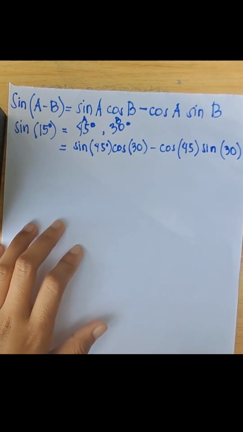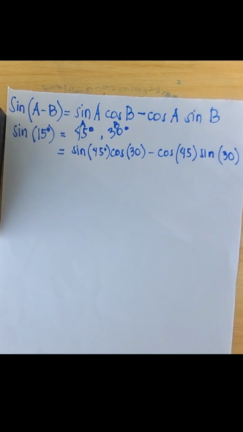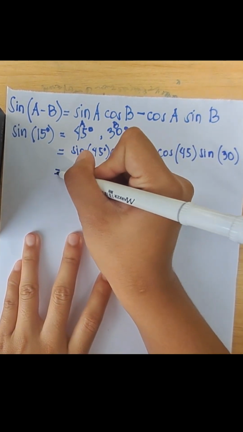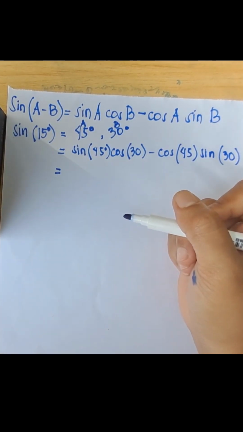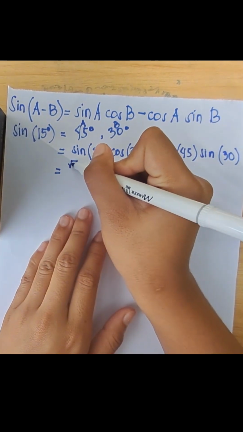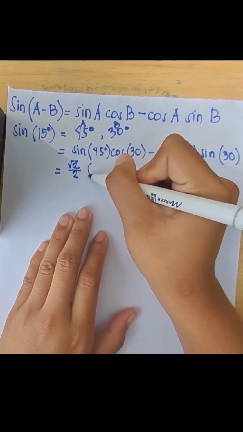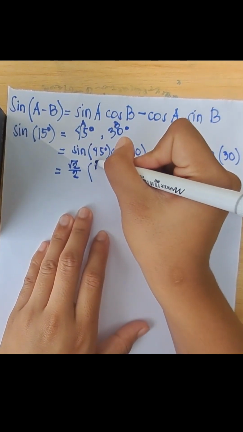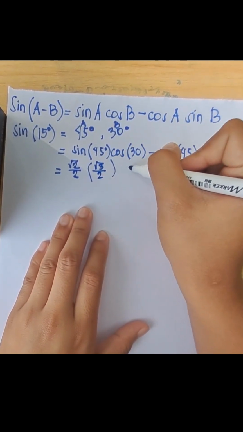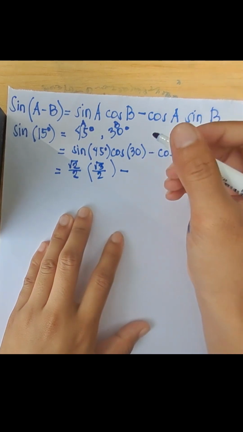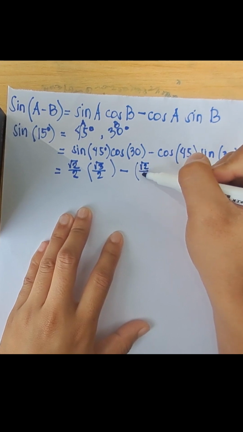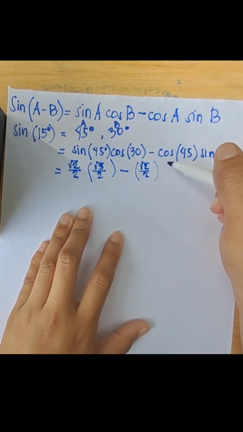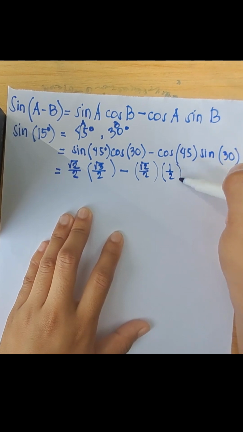So the third step is to know the corresponding values. The sine of 45 is root 2 over 2. Our cosine 30 is root 3 over 2, minus cosine 45, which is square root of 2 over 2, and the sine 30 is 1/2.